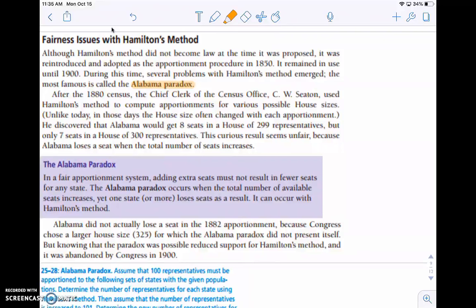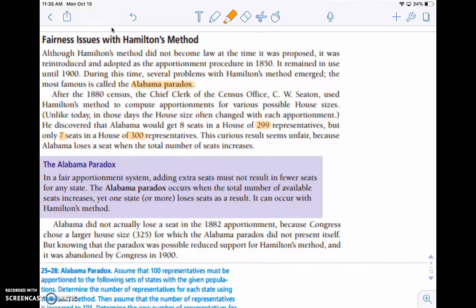And their house sizes. Unlike today, in those days the house size often changed with each apportionment. It kind of grew and grew. So he discovered that Alabama would get 8 seats in a House of 299 representatives. However, when they increased that number to 300, the math came out to where Alabama actually lost a seat.